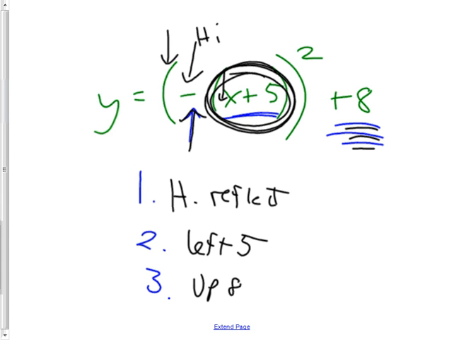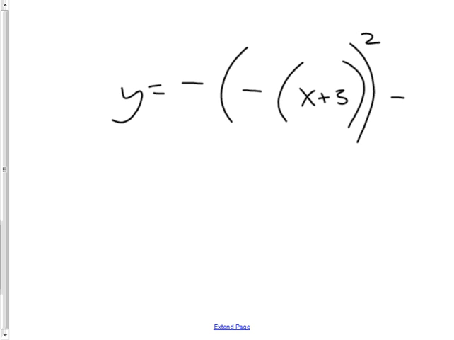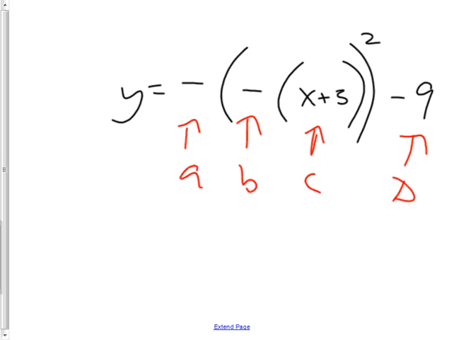All right, so let's do one more like that. Y equals negative, parentheses, x plus 3, parentheses, squared, minus 9. Now there's 4 things. There's part A, part B, part C, and part D. And you never just do it in order like that. You got to think it through. And you always start on the inside.